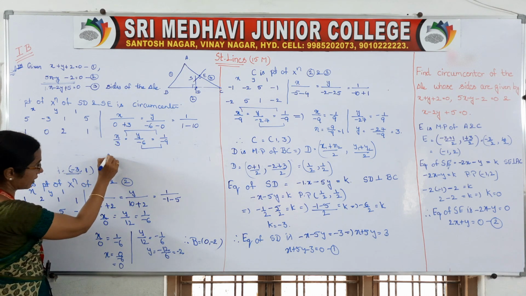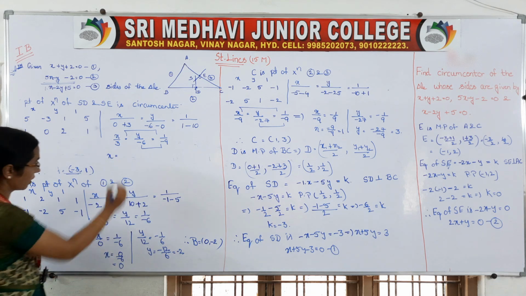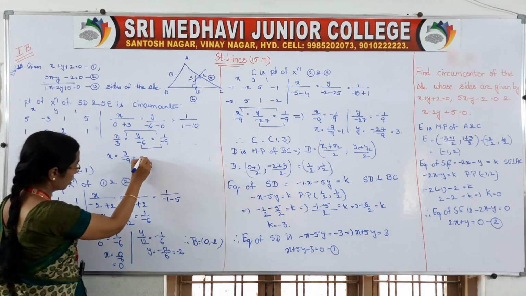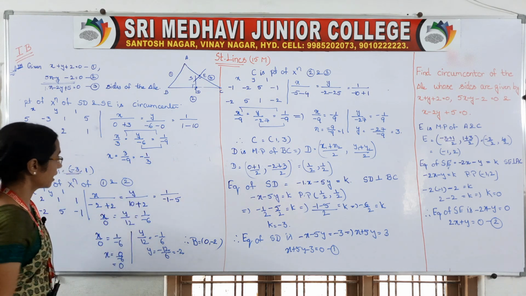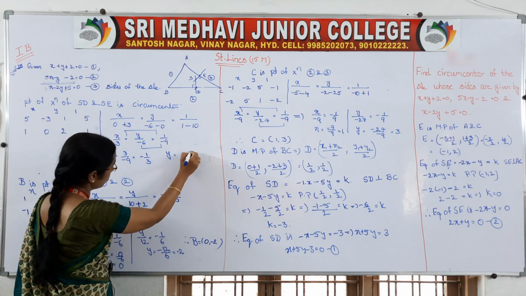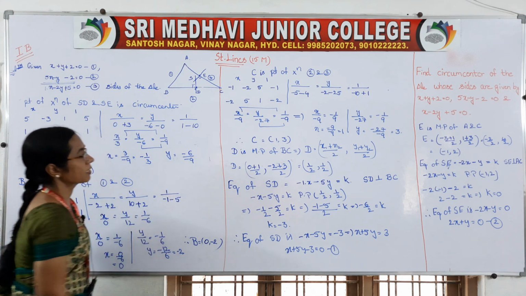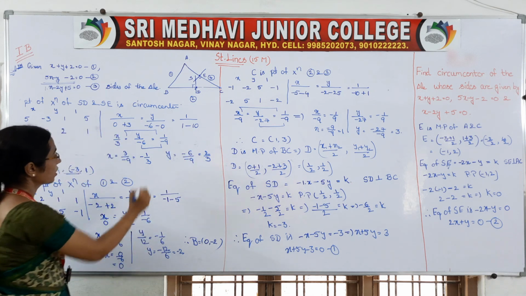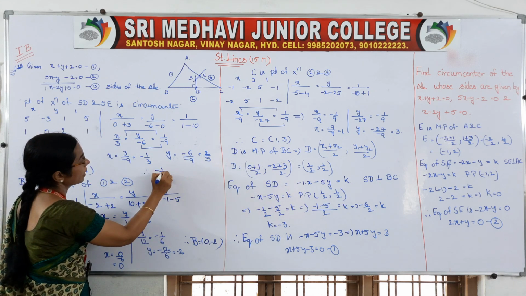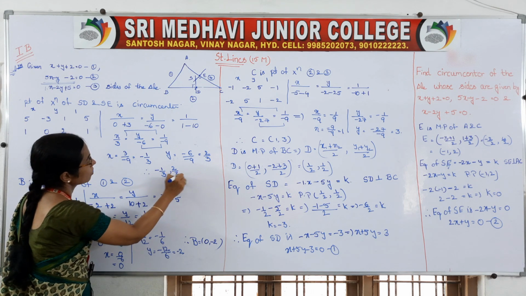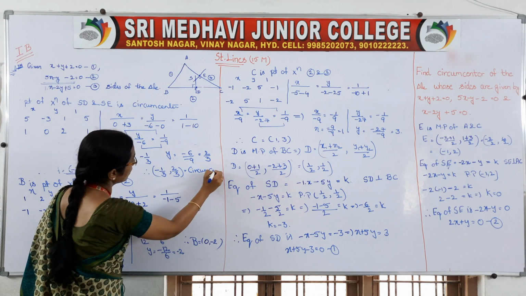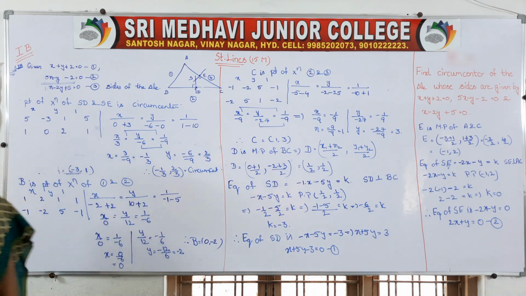Once you take these two, you will get your circumcenter. x is equal to 3 by minus 9, which is minus 1 by 3, and y is equal to minus 6 by minus 9, which is 2 by 3. So therefore minus 1 by 3 comma 2 by 3 is the circumcenter. So this is the procedure to find the circumcenter.